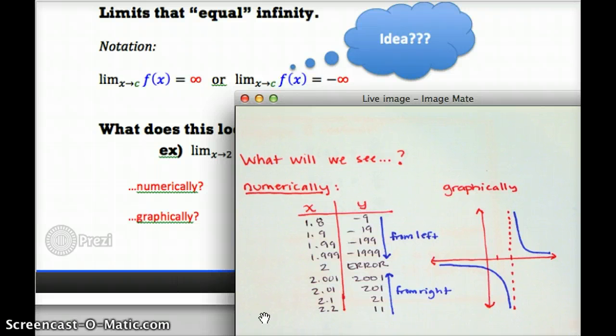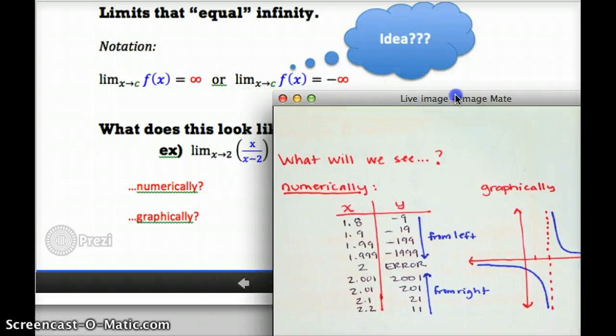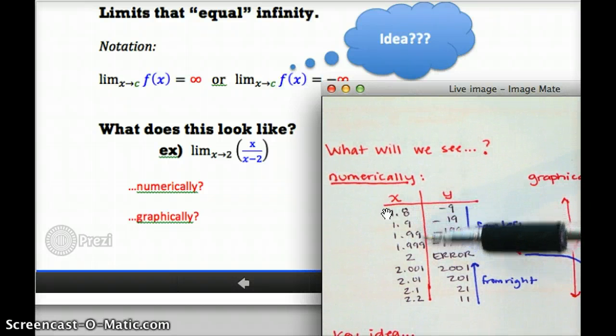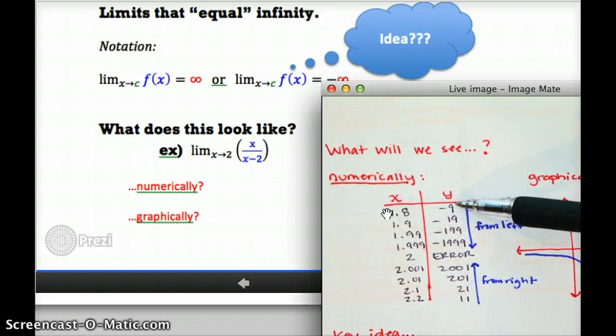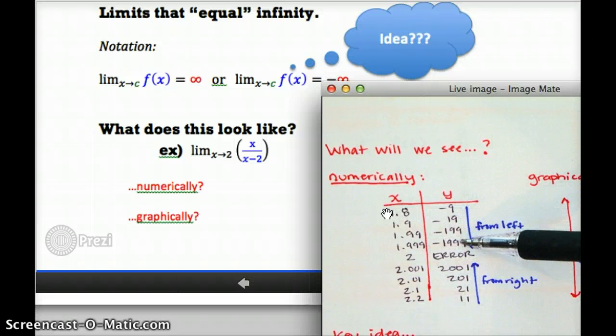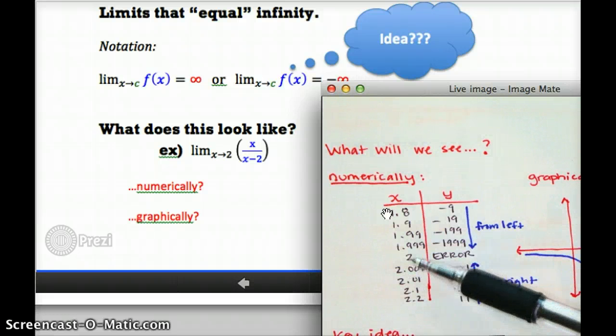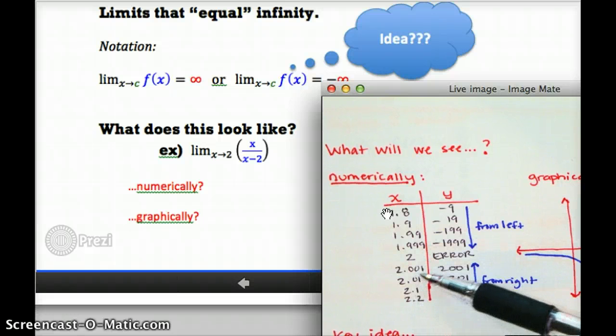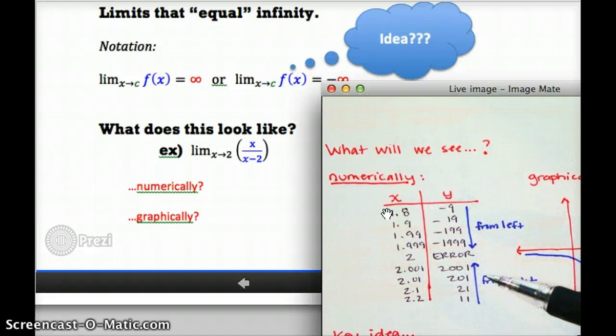So numerically, if I take this limit, which was, again, the limit of x over x minus 2, if I plug in values that are decimals that approach 2 from the left-hand side, in other words, these numbers are smaller than 2 and they're getting closer and closer, what I observe is that the y values seem to be getting incredibly negative. Similarly, if I go past 2 and I look at numbers that are getting close to 2, closer and closer, but these numbers are all larger than 2, the y values as I get closer and closer to 2 seem to be getting really large and really positive.